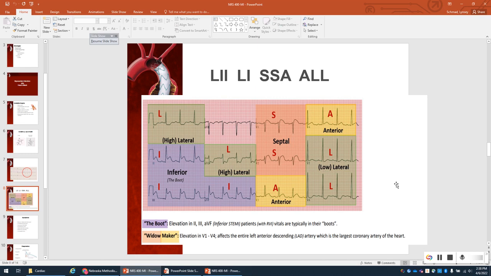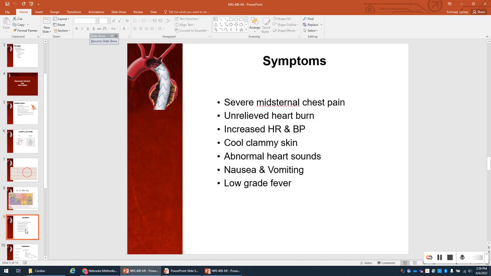You may have heard the term widowmaker. Elevation in leads V1 through V4 affects the entire left anterior descending artery, which is the largest coronary artery of the heart. So if there's a blockage in the LAD, usually the prognosis is not great because that's a large artery that perfuses the heart. So of course there's going to be more damage that way. So hopefully you find this helpful. Again, I don't expect you to know all the specifics, but I just want you to know this is how you would draw out the 12-lead EKG to find out where that blockage would be.